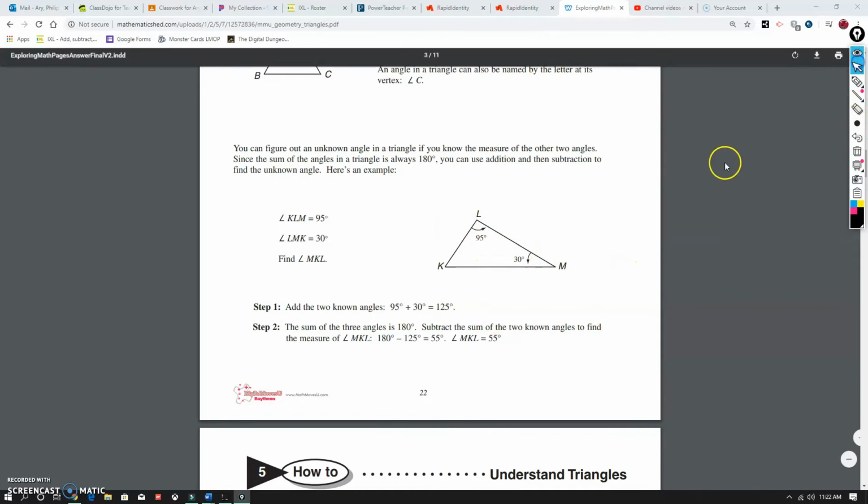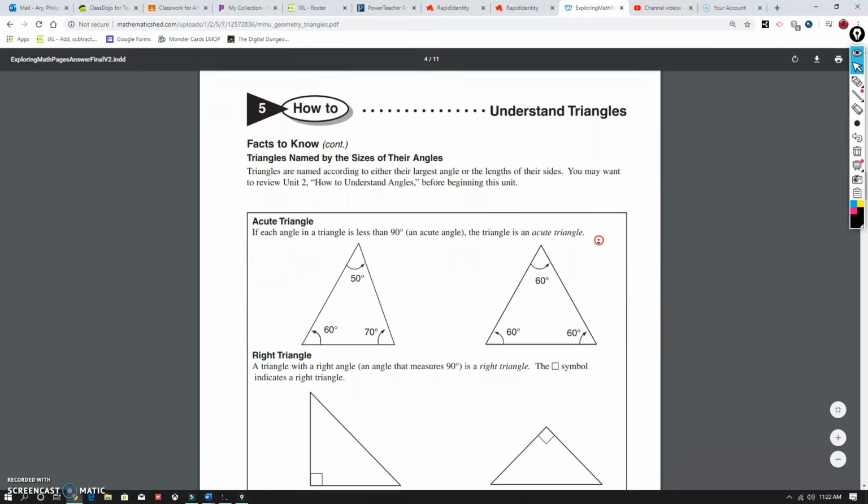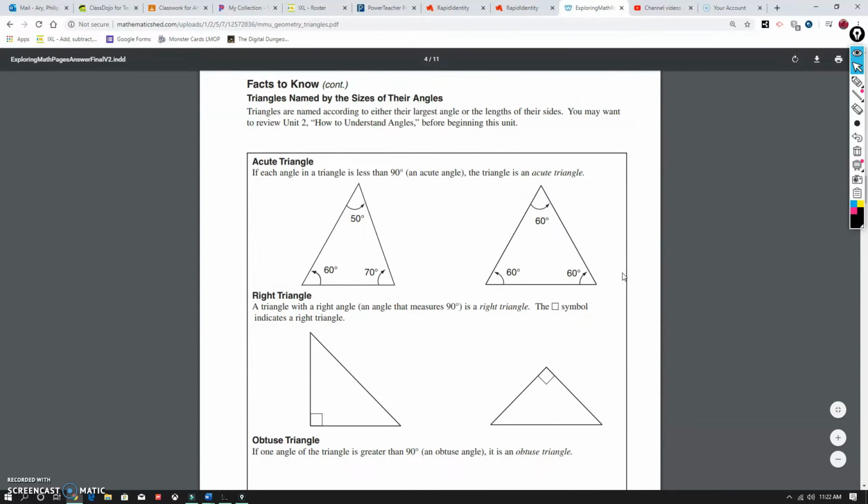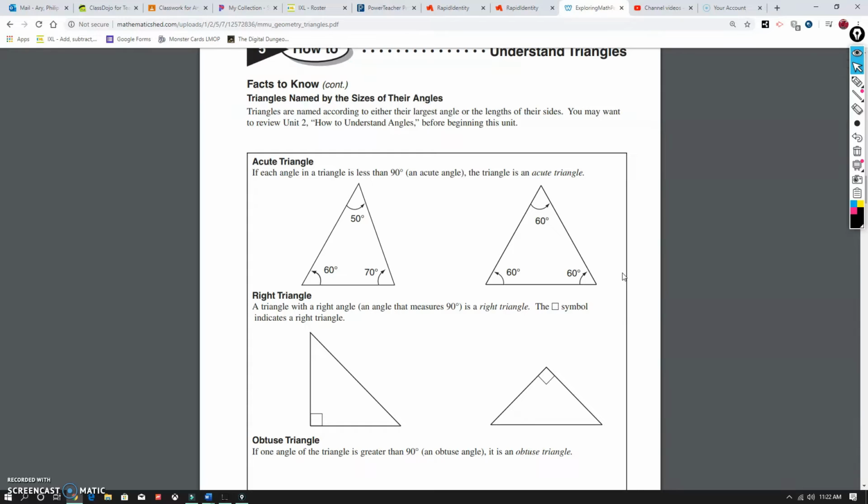Let's move on down. I want to keep these as quick as possible. I don't want you watching videos for 15 minutes or listening to me talk. Now they're going to classify triangles with acute, right, and obtuse. Triangles can be classified based on 2 different things. They can be classified based on the measurement of their angles. They can also be classified by the length of their sides. In this case, it's just the angles.